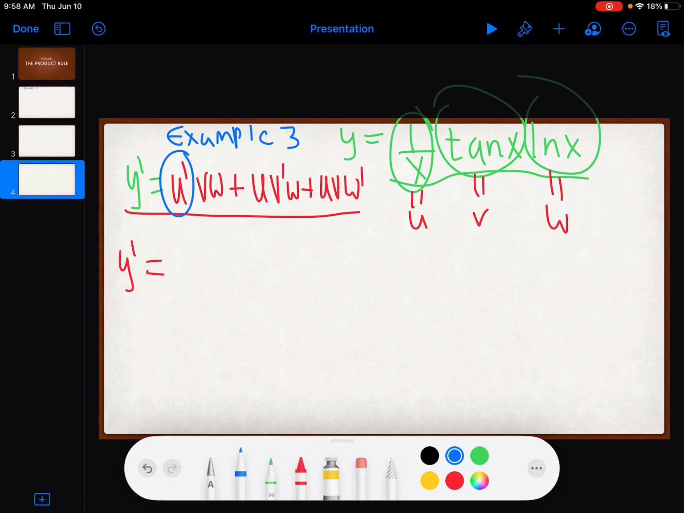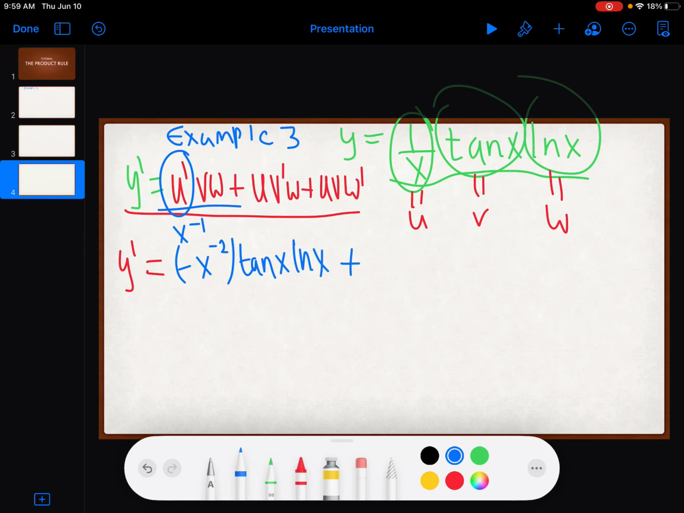Well, what's u prime? Well, u is 1 over x, and we can write 1 over x as x to the negative 1, right? So let's take the derivative using the power rule. So we bring down the negative 1, so we get negative x to the negative 2 and put that in brackets, and multiply it by v and w. So what do we get? Well, we get tan x ln x. So we're done this first part.